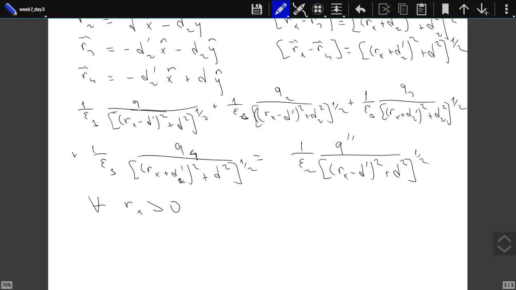So to make the functional forms match, you see the first term on the left-hand side and the first term on the right-hand side already have the same functional form. The second term on the left-hand side doesn't have exactly the same functional form, but we can make them have the same functional form if we assume that D is equal to D2. So if this is the case, then the first and the second terms on the left-hand side have the same functional form as the term on the right-hand side.